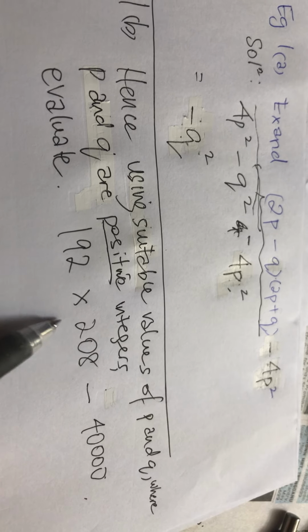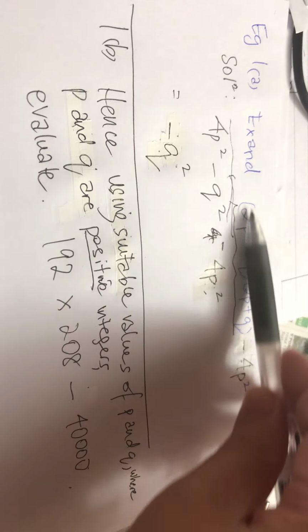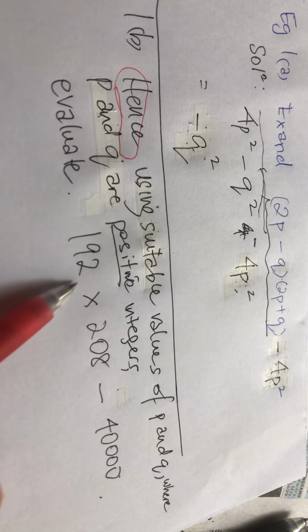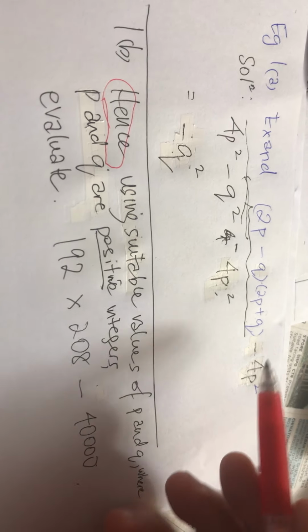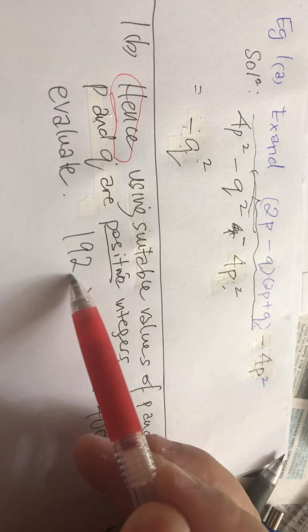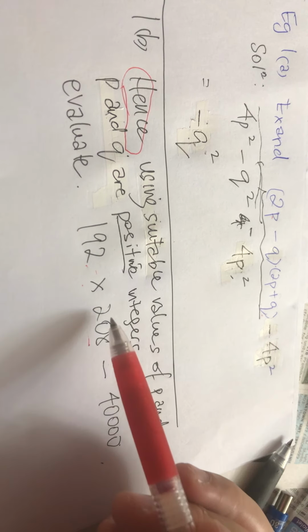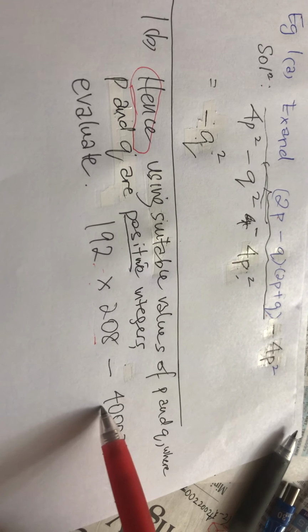Now, when you're given this kind of question, always compare it with the part A expression. Because of this word hence here, you have no choice but to use part A results. Okay, you cannot use any other method. You cannot use calculator and simply press this. No, you can't do that. Okay, so how do I do this question? Compare. This times this is actually the same as this times this. Okay, so 2p minus q is actually 192. 2p plus q is 208. Minus 4p square is 40,000.